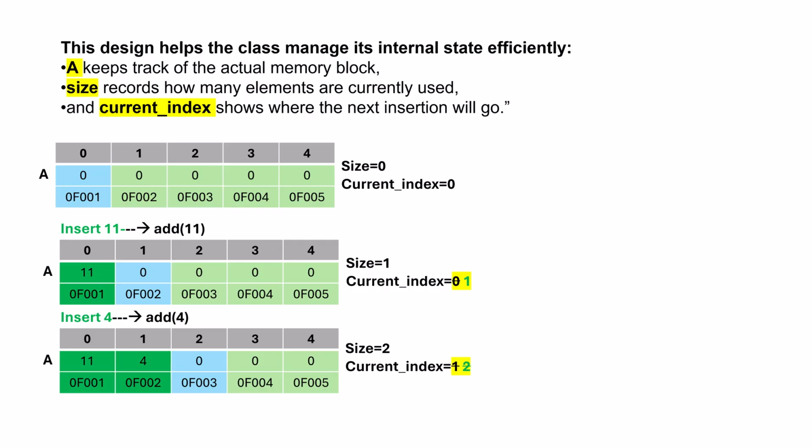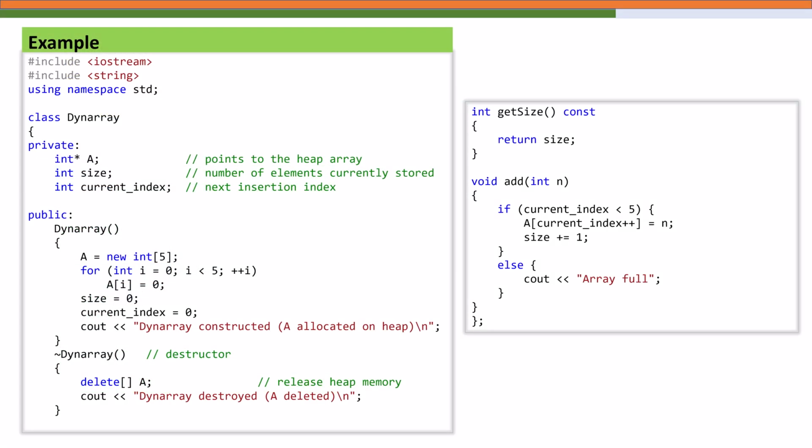For example, when the program starts, there are no values yet, so size is obviously initialized to 0. Every time we successfully add a new element, size increases by 1. On the other hand, current_index tells us where in the memory the next element should be inserted. Think of it as a moving pointer that starts at position 0 and advances each time we add a new value.